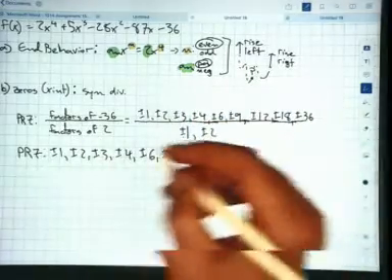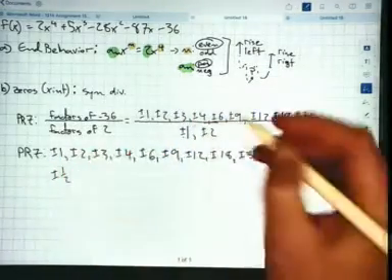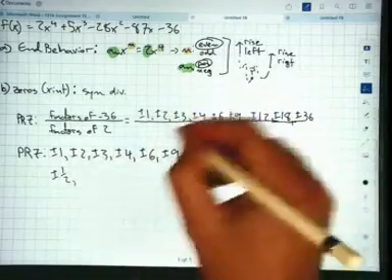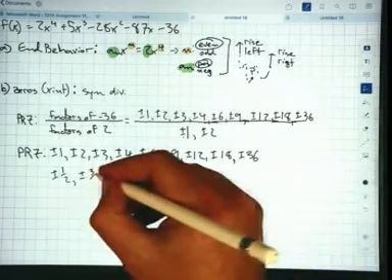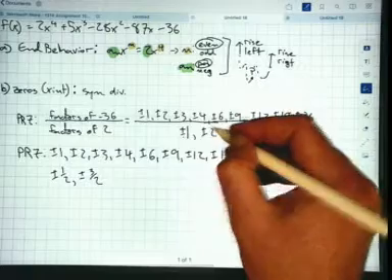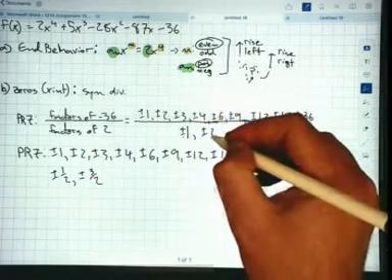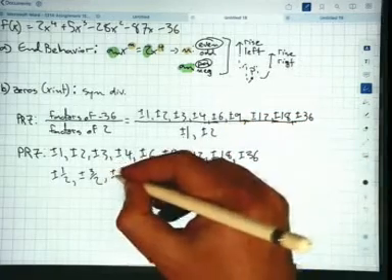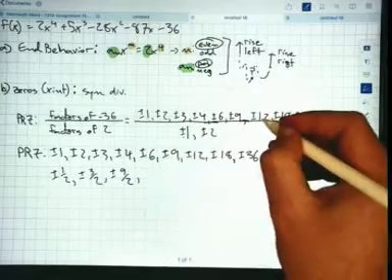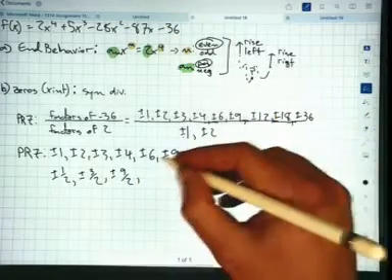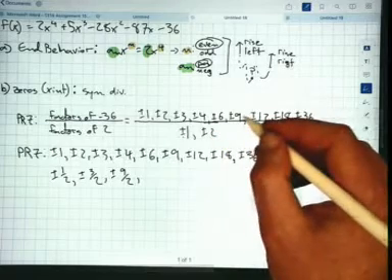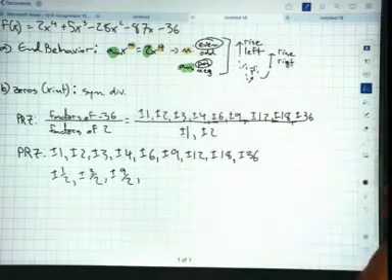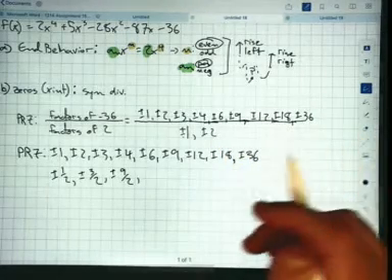So 1 divided by 2 is a half. 2 divided by 2 is 1, but I already got 1. 3 divided by 2 is 3 halves. 4 divided by 2 is 2, but I already got 2. 6 divided by 2 is 3, I already got 3. 9 divided by 2 is going to be 9 halves. 12 divided by 2 is 6, already got it. 18 divided by 2 is 9, already got it. And 36 divided by 2 is 18, already got it. Now we begin the testing phase.